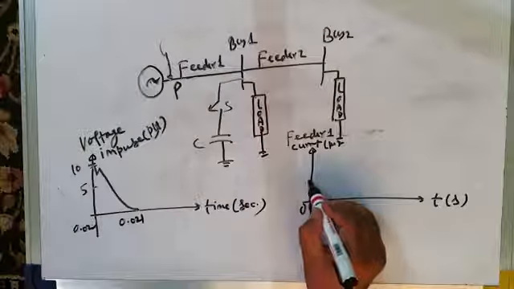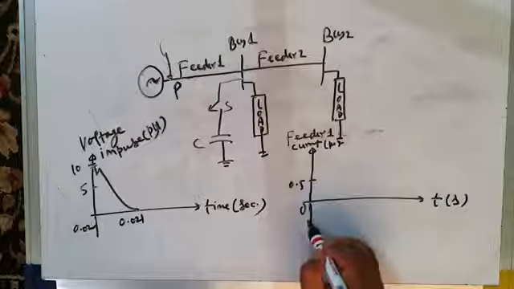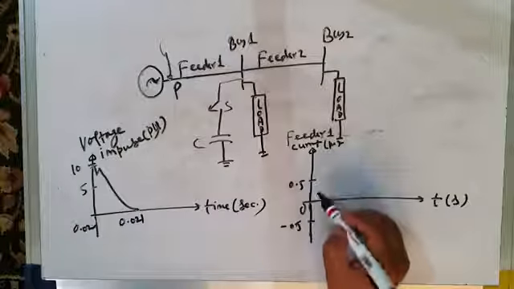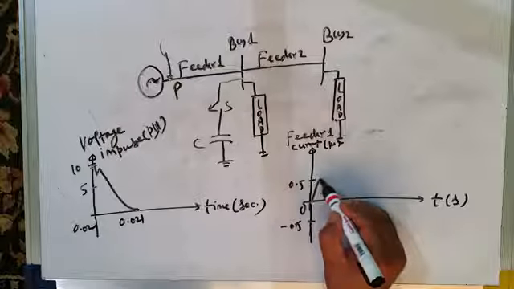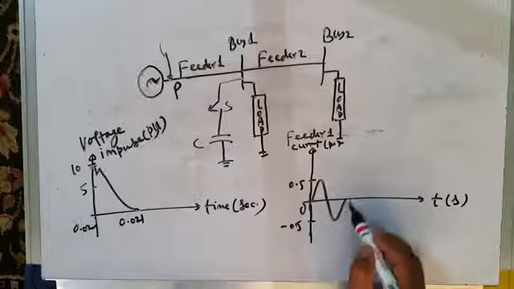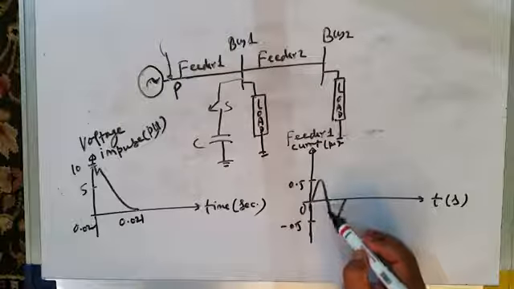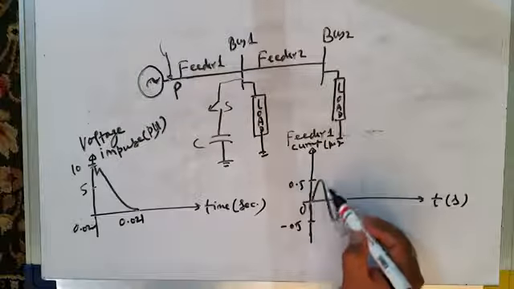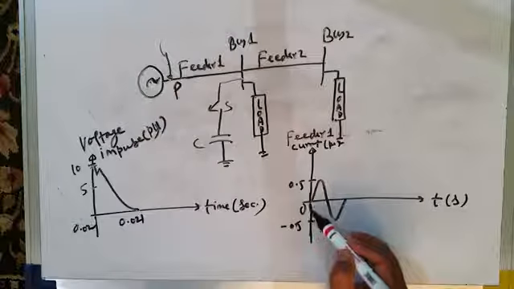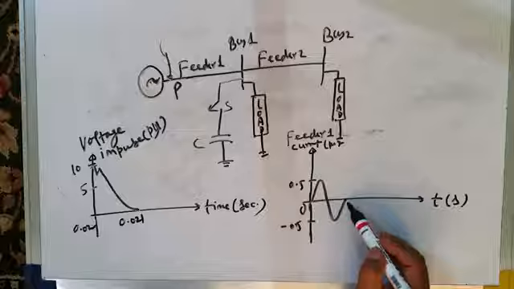Now this is 0.5 per unit, minus 0.5 per unit, and so on. And now see, let us suppose the maximum amplitude of current is 0.5 per unit. This is the end of one cycle. At 50 Hertz frequency, what is the time period of a cycle? 20 milliseconds. And 20 milliseconds means 0.02 second.